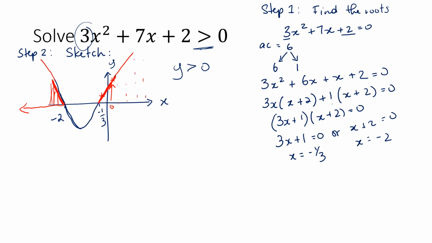So therefore, my solution is x is less than negative 2 and x is greater than negative a third. So these are the two solution sets that we bring together, and this is our solution for the inequality above.